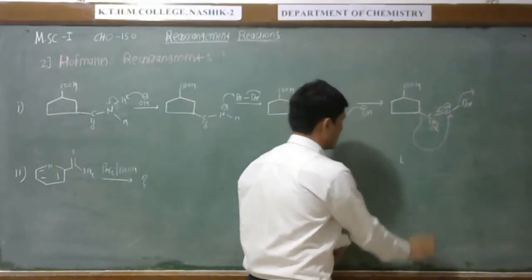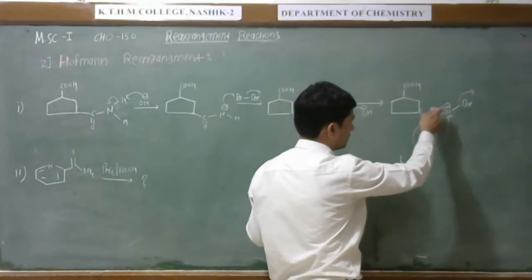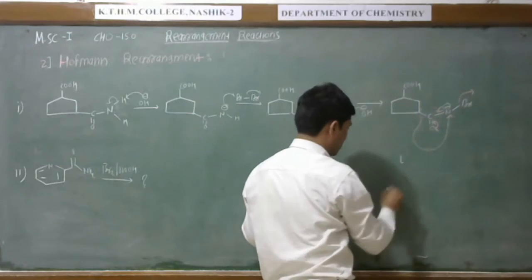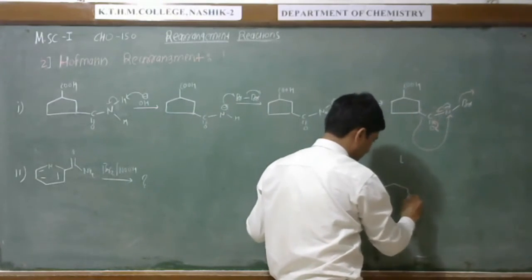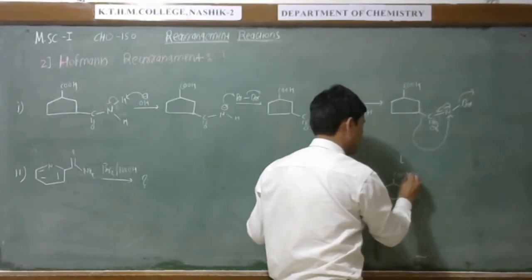So we can start from this ring, or we can start from this carbon. We are starting from this 5-membered ring. This is the 5-membered ring. This is COOH.